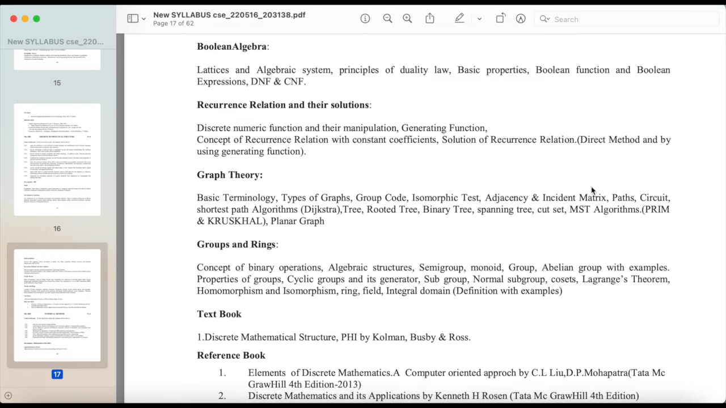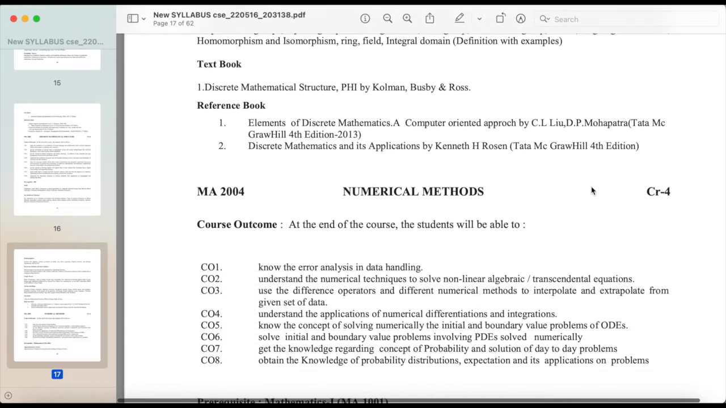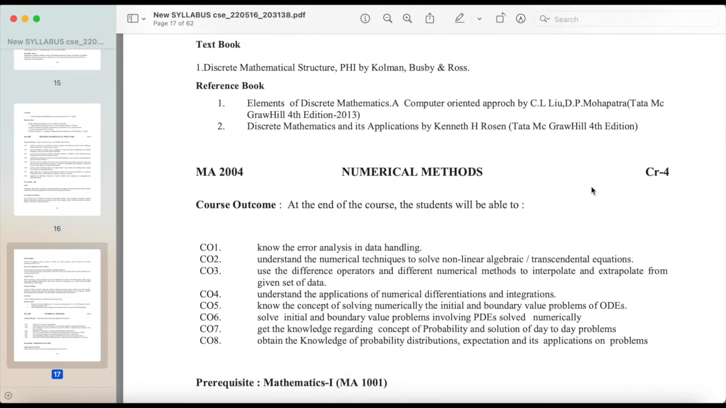group code, isomorphic test, adjacency and incidence matrix, paths, circuit, shortest path algorithms, Dijkstra, tree, rooted tree, binary tree, spanning tree, cut set, MST algorithms, Prim and Kruskal, planar graph. Groups and rings: concept of binary operations, algebraic structures, semigroup, monoid, group, abelian group with examples, properties of groups, cyclic groups and its generator, subgroup, normal subgroup, cosets, Lagrange's theorem, homomorphism and isomorphism, ring, field, integral domain definition with examples. Textbook 1: Discrete Mathematical Structure, PHI, by Kolman, Busby and Ross.